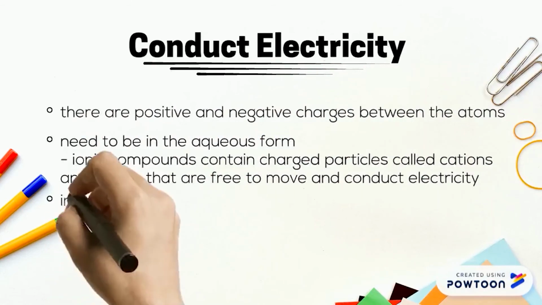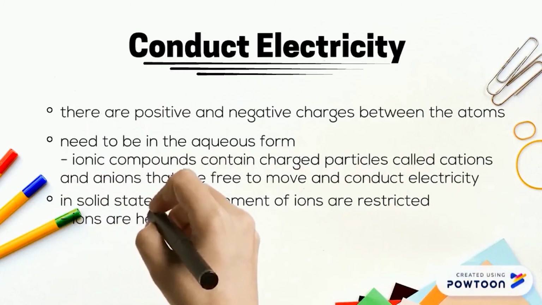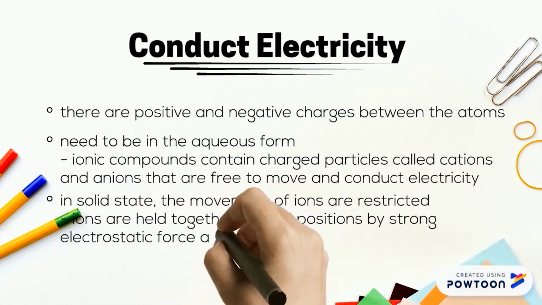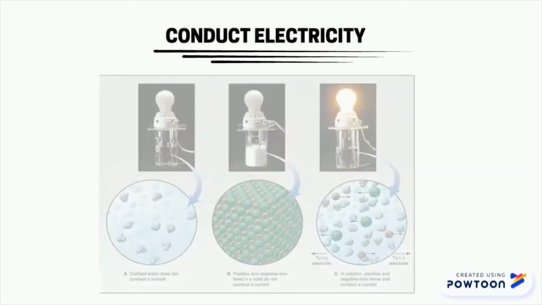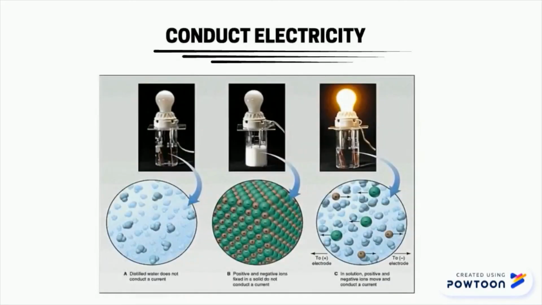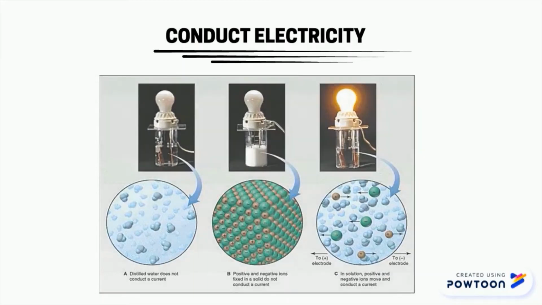In solid state, the movement of ions is restricted because the ions are held together in fixed positions by strong electrostatic force and cannot move freely. Thus, ionic compounds conduct electricity in molten state or solution, but in solid state, they do not conduct electricity.